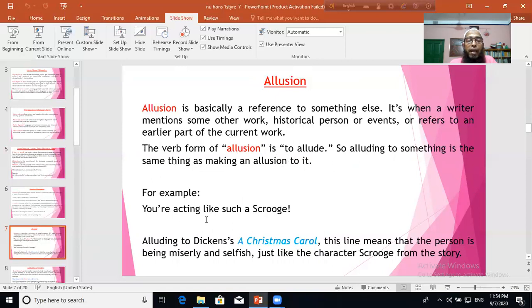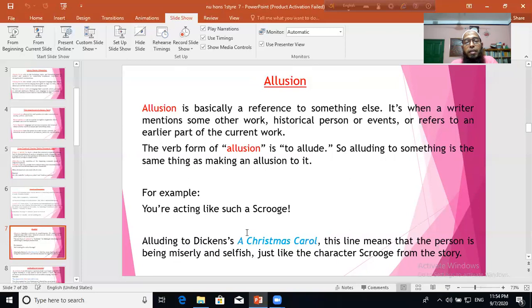For example, if you say to someone, you are acting like such a Scrooge, what does it mean? Scrooge is a character in the famous book of Dickens, A Christmas Carol. So when you say this comment to someone, you are telling that the person is being miserly, a real miser, who does not want to spend much money, and selfish, just like the character Scrooge from the story.